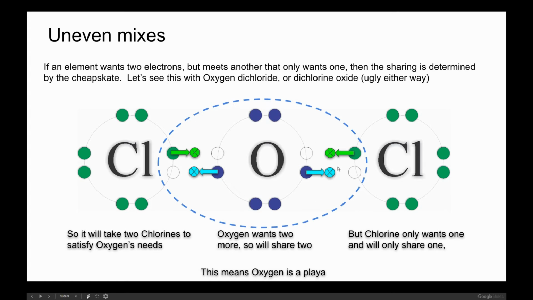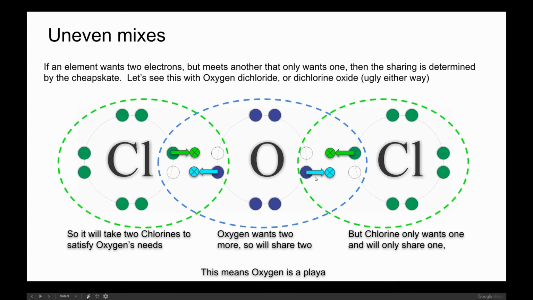So oxygen has 8 in this zone. 1, 2, 3, 4, 5, 6, 7, 8. Don't double count. And each of the chlorines looks like it has 8. 1, 2, 3, 4, 5, 6, 7, 8.